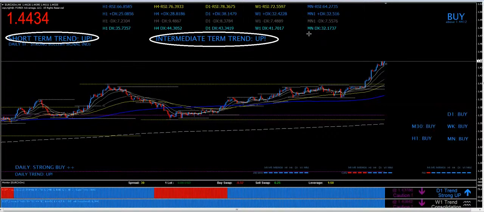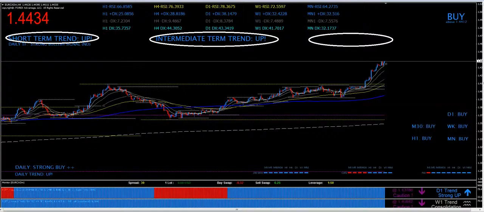So if we had a primary trend over here, it would show up right here and it would tell you your primary trend is up or it's down. So for these indicators here, you have a short-term trend, you have your intermediate trend, and you have your primary trend. Right now, we only have the short-term and the intermediate trend for the Euro CAD pair.